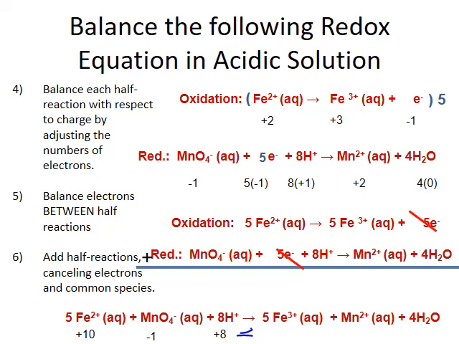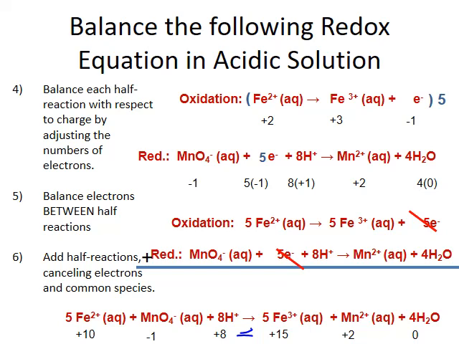And we have +15 this time for the iron, +2 for the manganese, and water is neutral, so our total product charge then is equal to +17. On the reactant side, +10 minus 1 plus 18 also equals +17. The equation is also charge balanced.